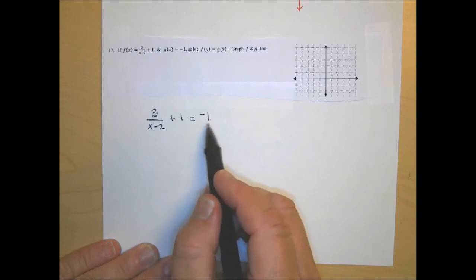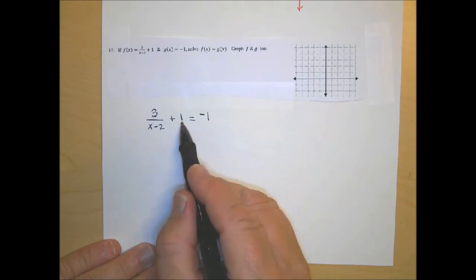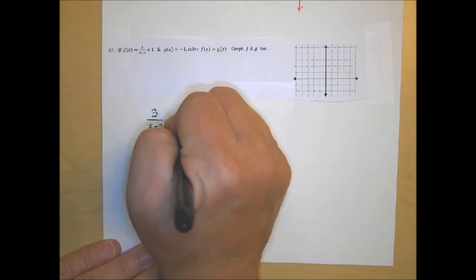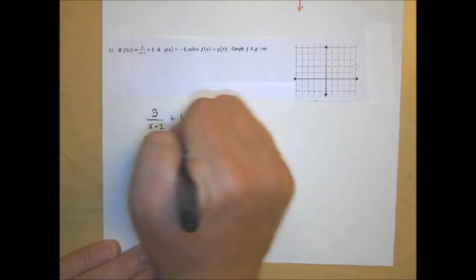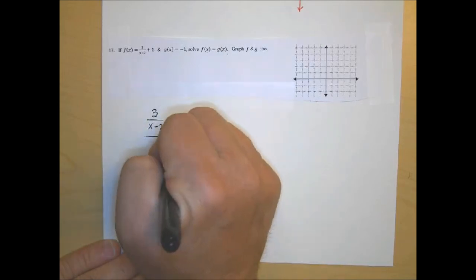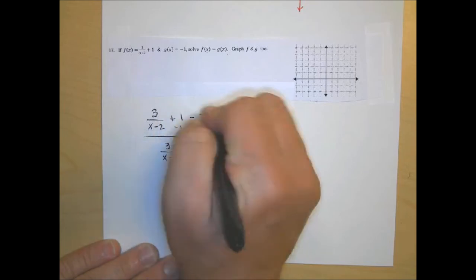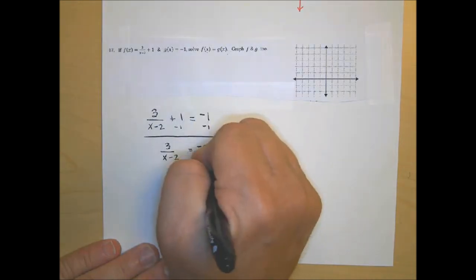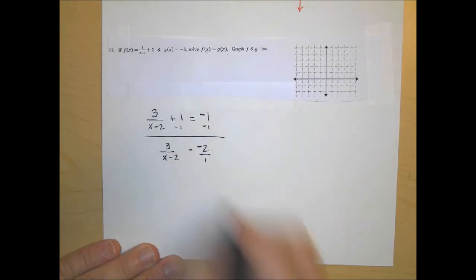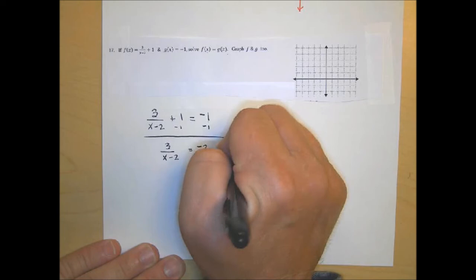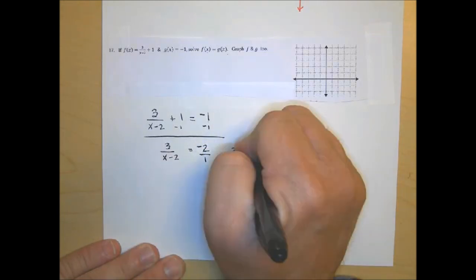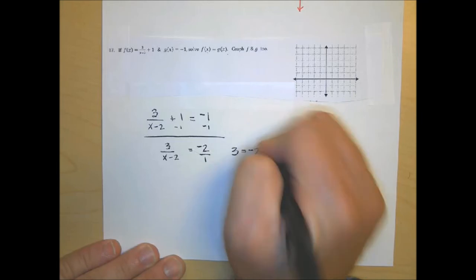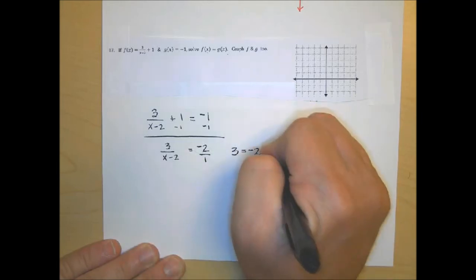Now again, there's a couple ways to go on this, but the easiest thing to do would be move the plus 1 over here with a minus 1, and you'd be left with 3 over x minus 2 equals negative 2. Now the reason that was the easiest way of doing it is now I just have a cross multiplication. I'm going to throw a 1 underneath that negative 2. When I multiply this way, 3 times 1 is 3. When I multiply the other way, I get negative 2x and then plus 4.